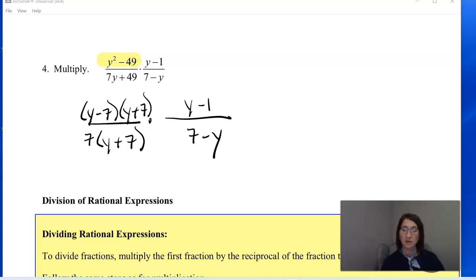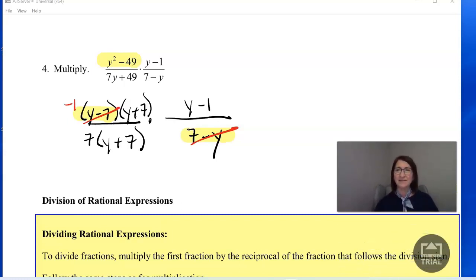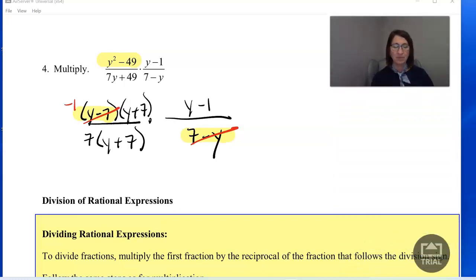All right, so let's go ahead and reduce. So just to start off, this y minus 7 and the 7 minus y, almost the same, but they're in opposite order. So I can reduce them. However, they don't reduce to a positive one. They reduce to a negative one. All right, now I've got the y plus 7s. They reduce.